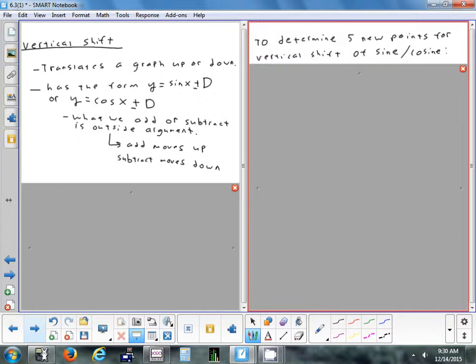Right, so last thing before we can make our graph, just figure out what stays the same, what's going to change.